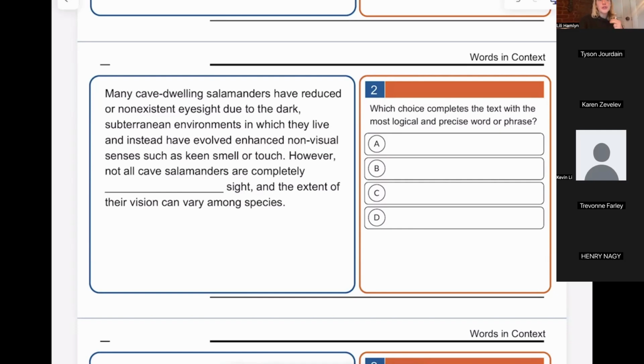Thank you, Brianni. We've got reduced, deprived. Any other choices? So what we have here is that it says many salamanders have reduced or non-existent eyesight, and then it says however, so this is a contrast word, so we know that we're having a change. Yeah, lack of sight I think would be perfect, Henry. Not all cave salamanders, kind of funny phrasing, are completely lacking sight, right?